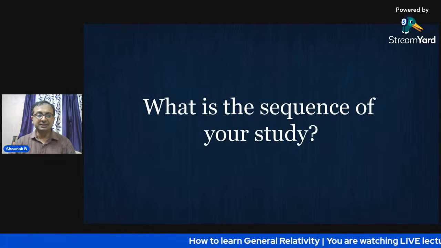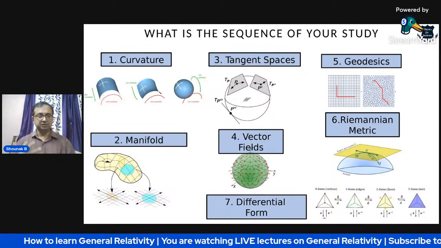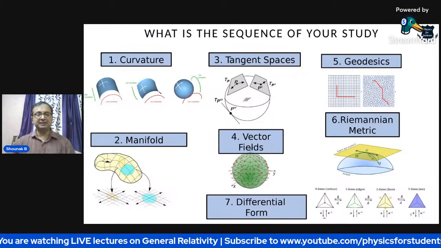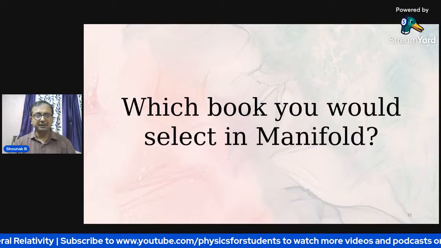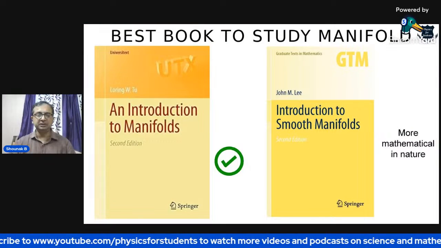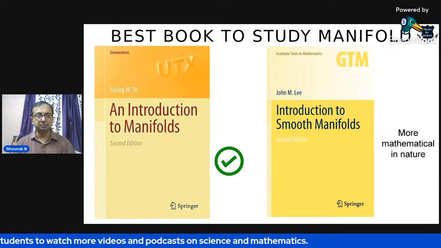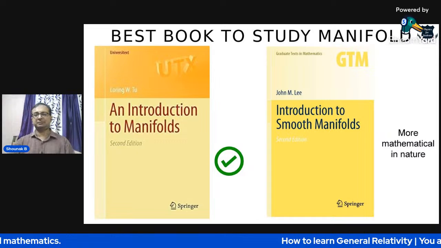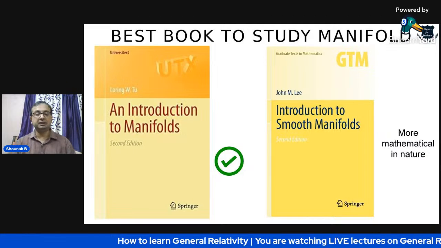We also saw the sequence of your study. First, you need to go through curvature, because that is the base. Then we will move into manifolds. We saw the books on manifolds, etc. And finally, we move into differential forms. I also told you what the best book to select is. I'm not going into the details of those books, but what we are selecting right now is An Introduction to Manifolds. We are not going to Introduction to Smooth Manifolds by John M. Lee, because this is a little bit more mathematical in nature, and this would help us get a quick understanding.